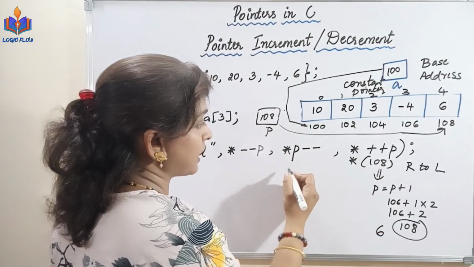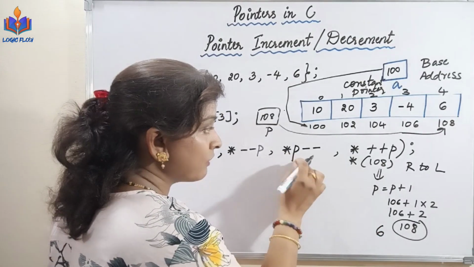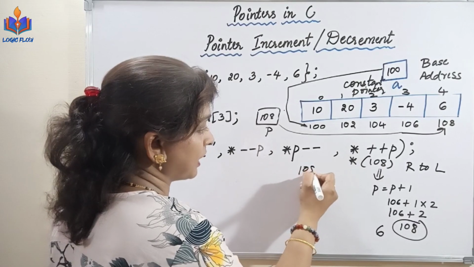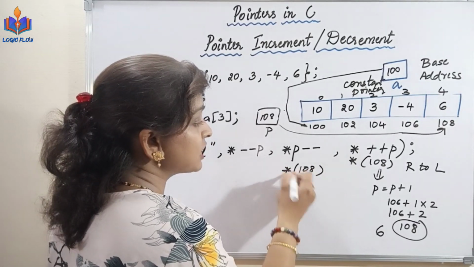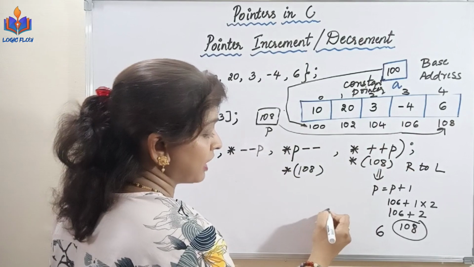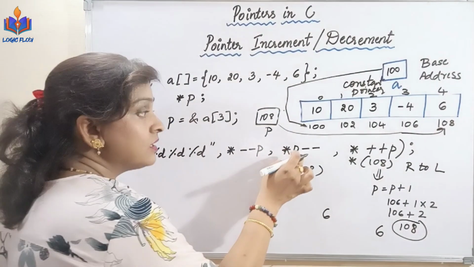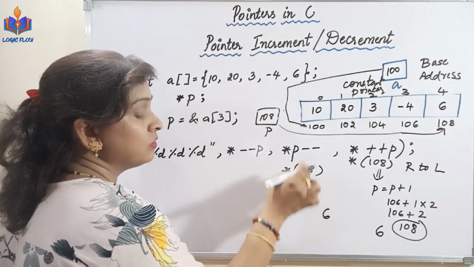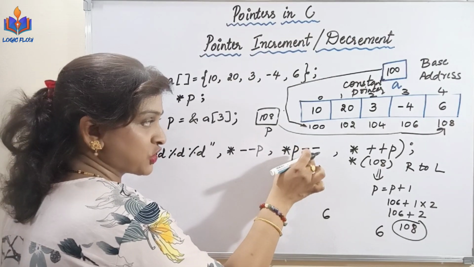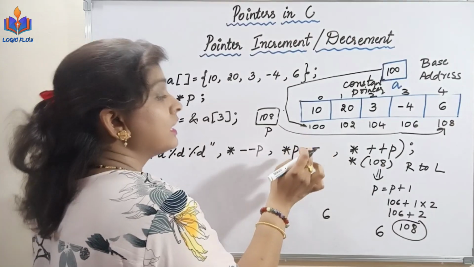So it means to say, fetch the value of p. Take the value of p. P is how much? 108. Right. What is asterisk 108? Again the same value, 6. Now, after printing the value, then it is going to do the decrementation. Then it will do the decrementation.